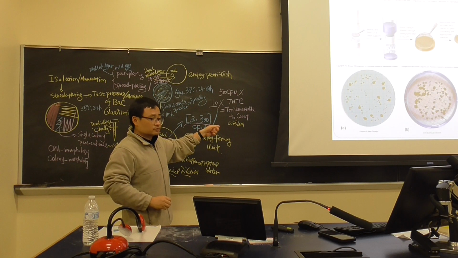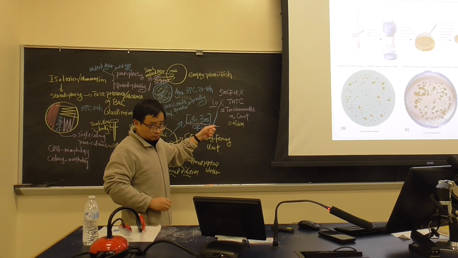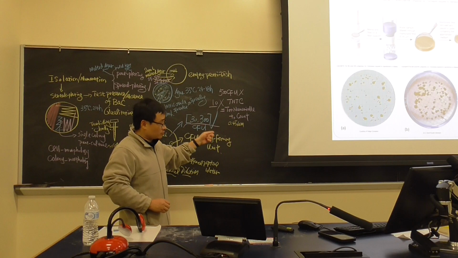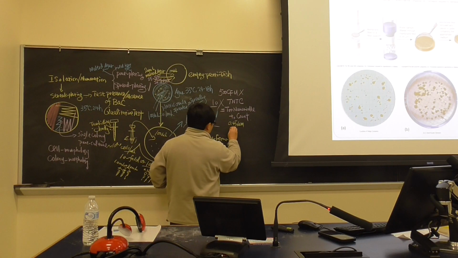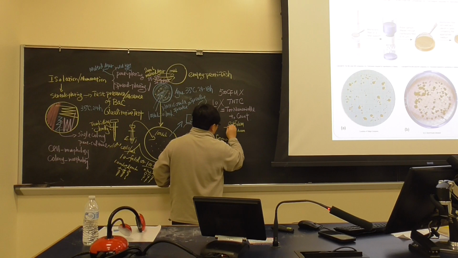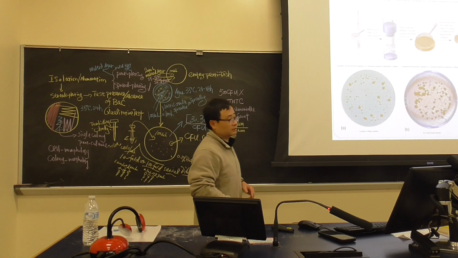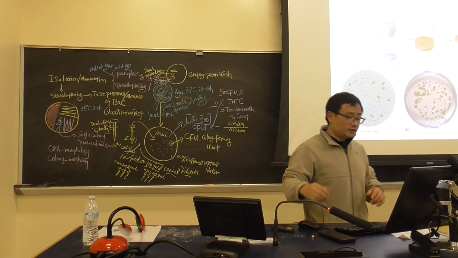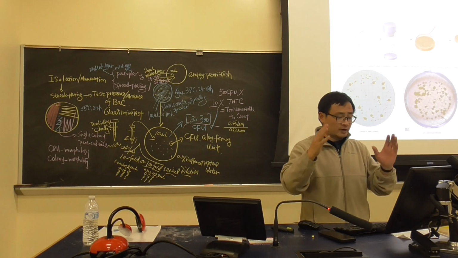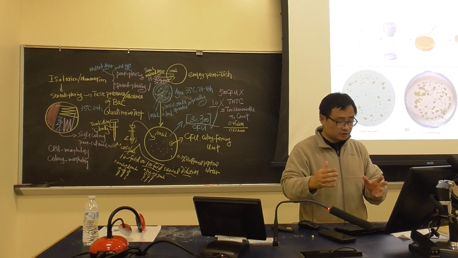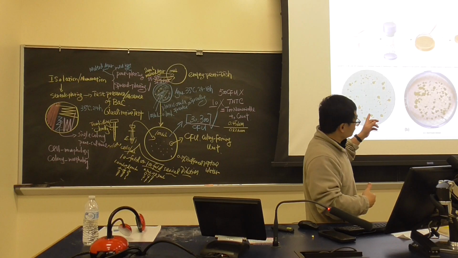The yeasts and molds can pass through. Bacteria cannot; bacteria will be prevented at 0.22 micrometer. So using this, yeasts and molds can pass through. And then you put the membrane into your agar plates, and in incubation, you will see the colonies forming.